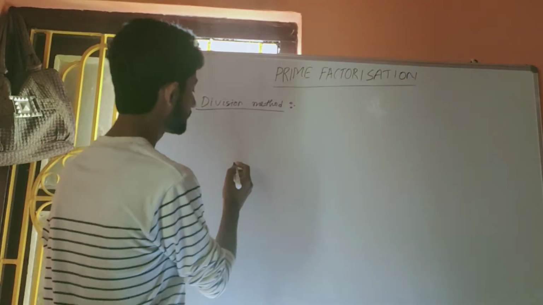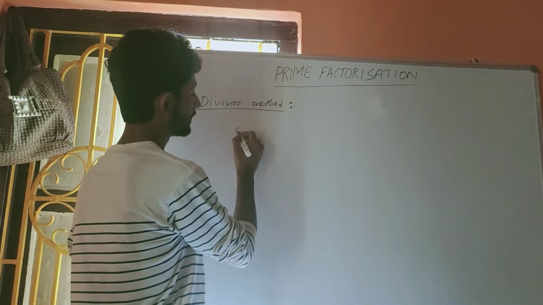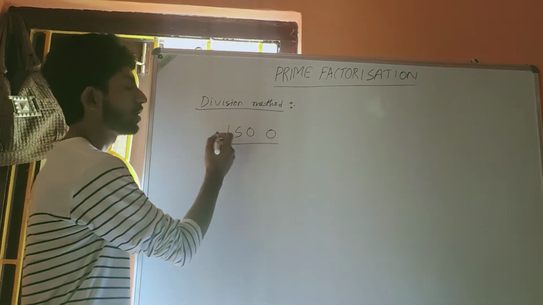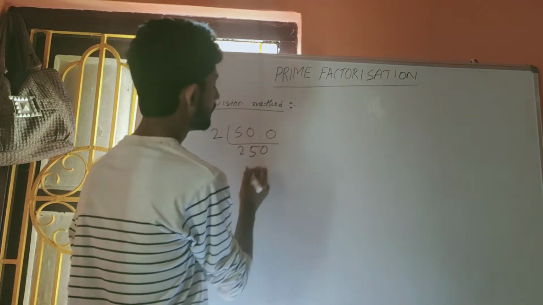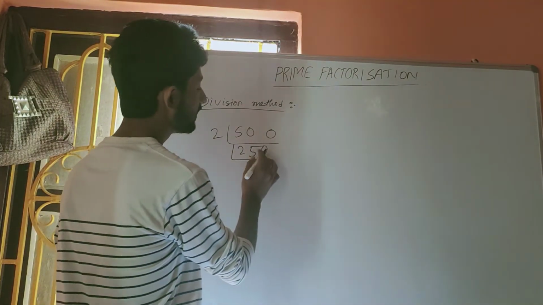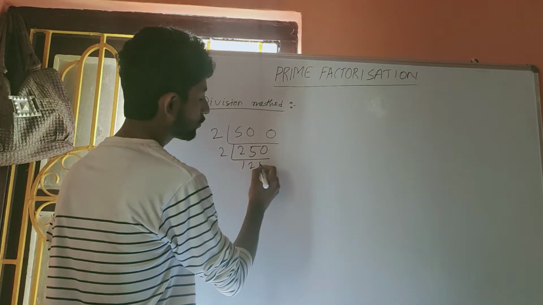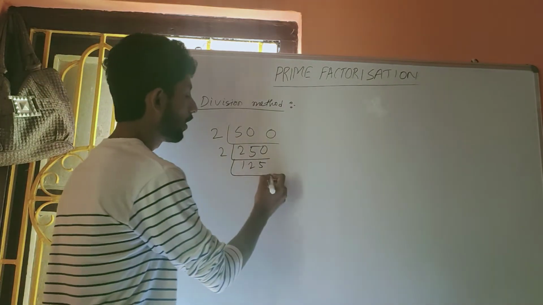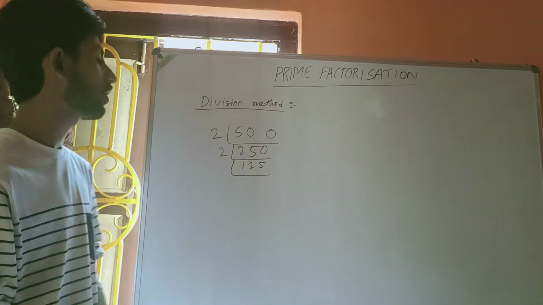Okay. We'll see another example. Suppose 500. Here the last digit is 0, so it will go with 2. If we divide, we will get 250. Now the last digit is 0, it can go with 2, and we will get 125. Now it will not go with 2 because the last digit is 5.